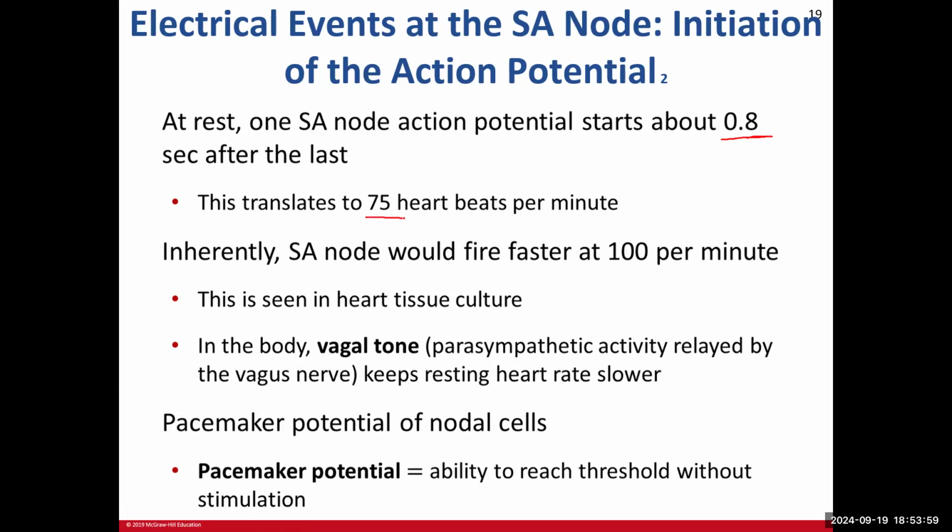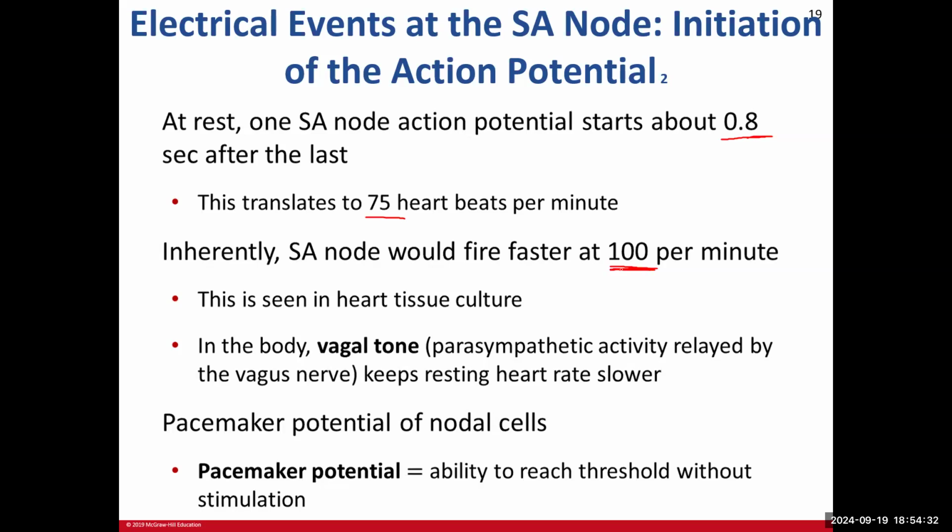But here's the thing. You don't see that. When it's just the SA node that's influencing your heart rate, the SA node depolarizes way faster, and so you get about 100, right? If it was up to the SA node, your heart rate would be a lot higher than what it presently is when you're at rest, when you're not even doing anything. 100 to 110, 120 beats, because it depolarizes that fast. Boom, boom, boom, boom, boom.